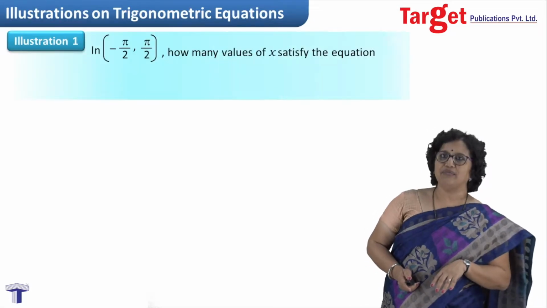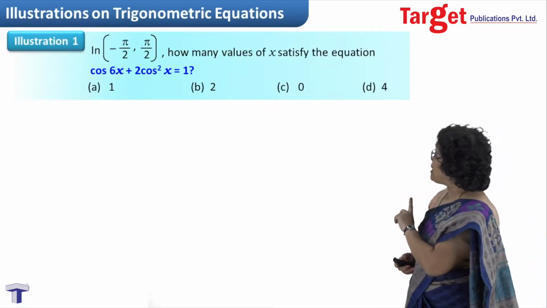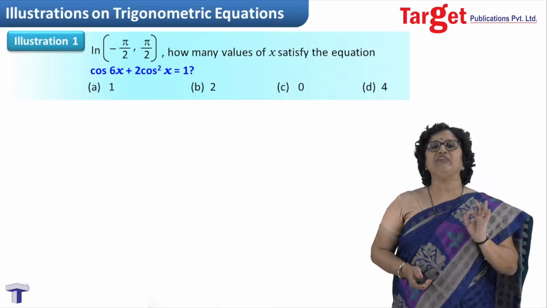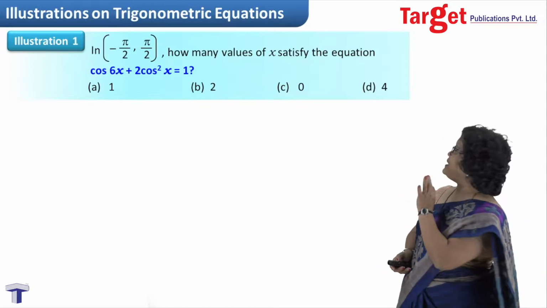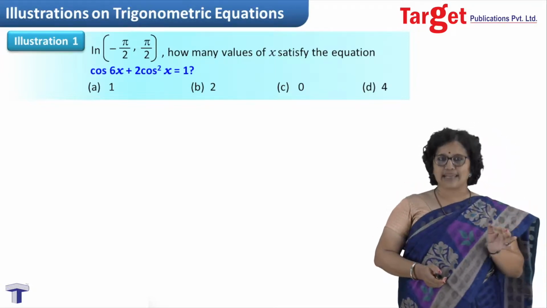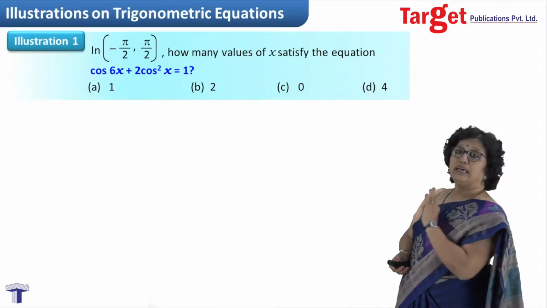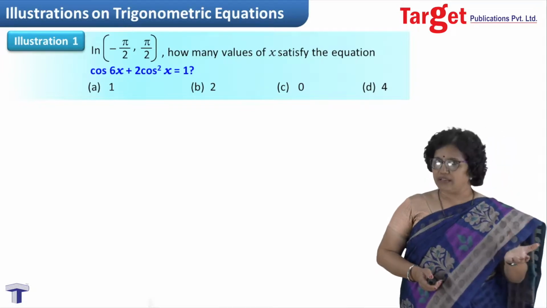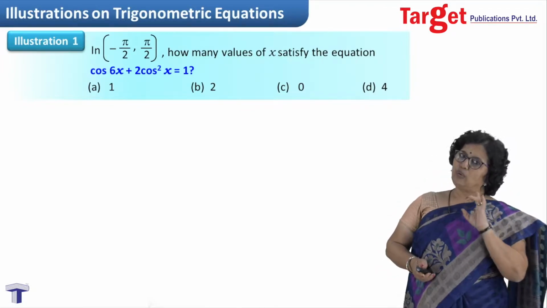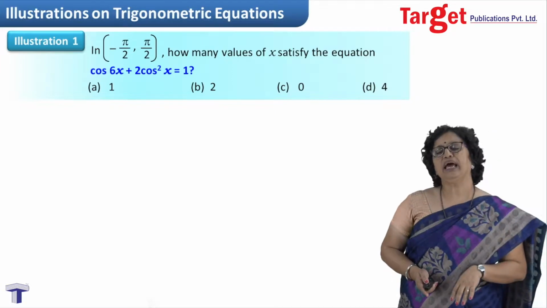So start with the first one. In the interval minus pi by 2 to pi by 2, how many values of x satisfy the equation cos 6x plus 2 cos square x equal to 1? And then we are given 4 options. We have to pick the right one.